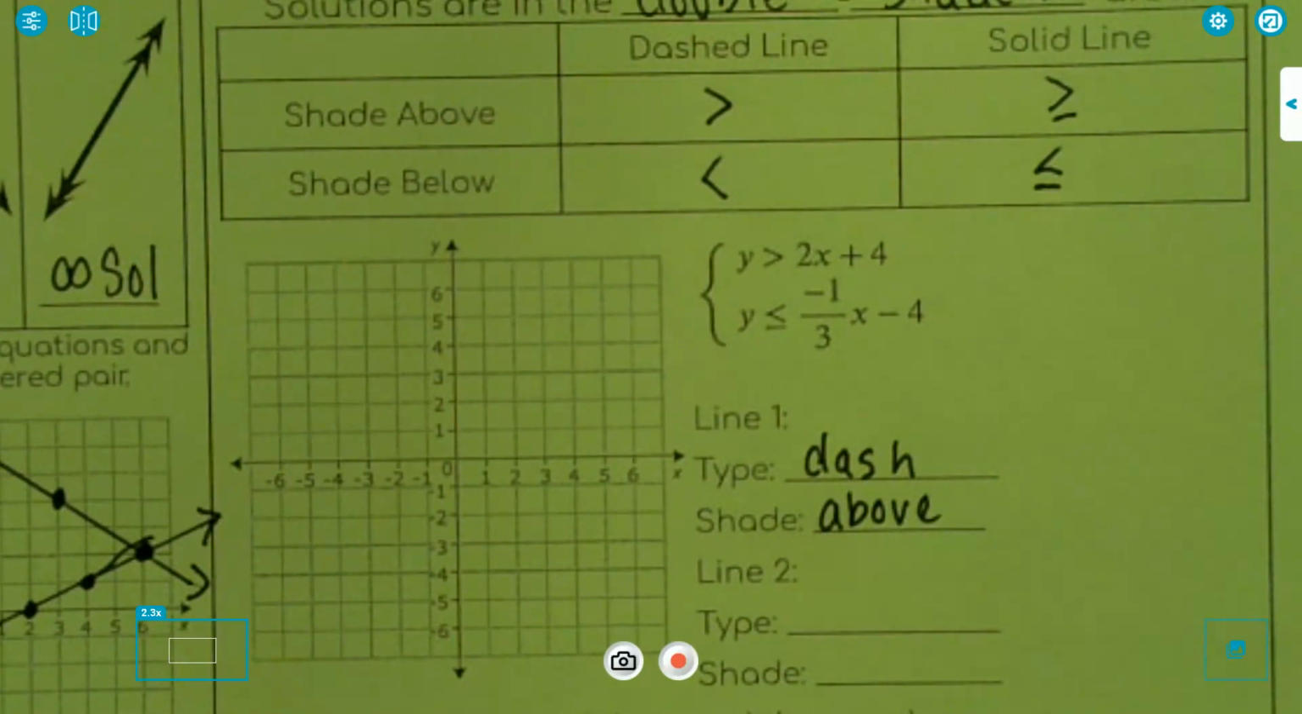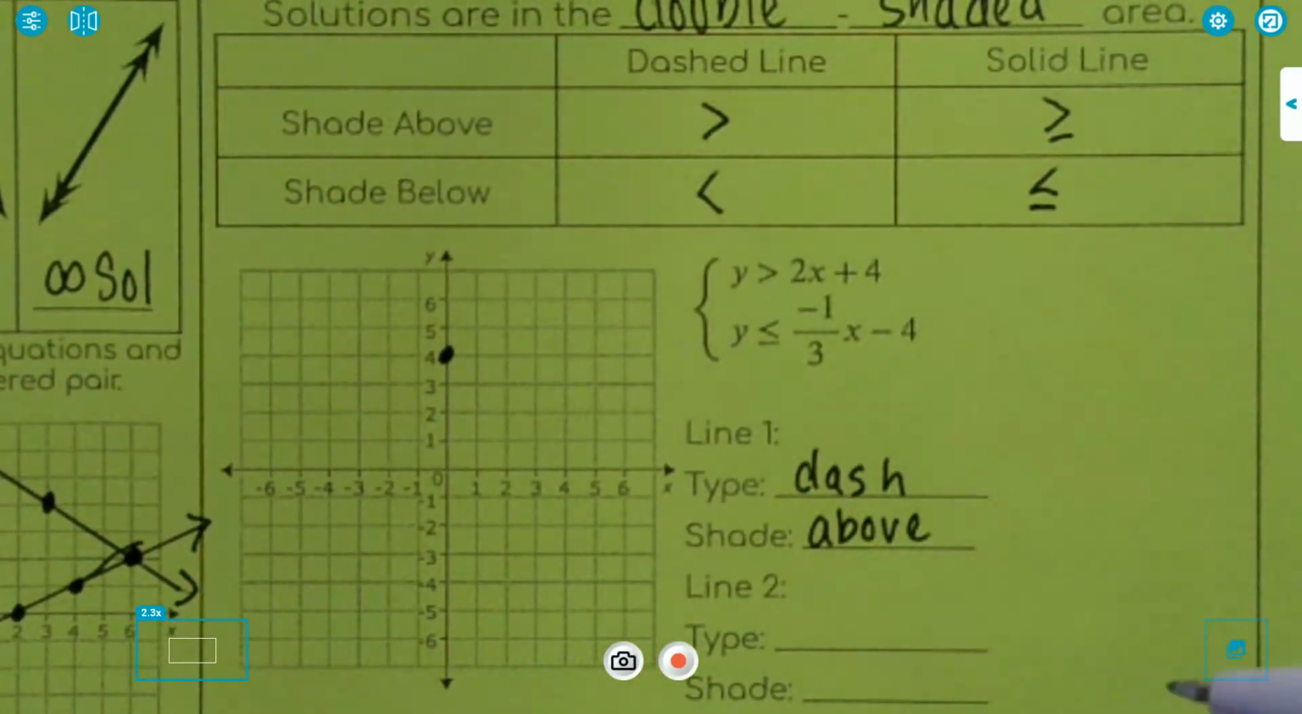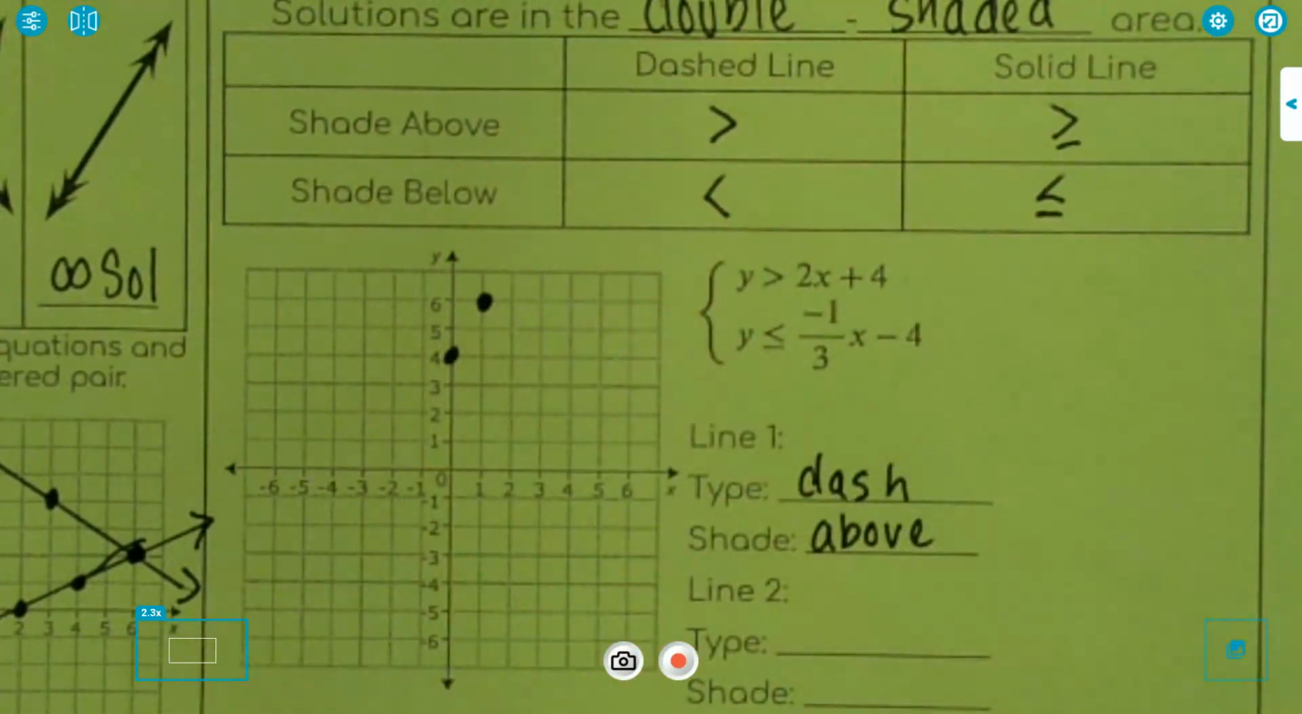Okay, so let's go ahead and do that. We're going to start at a y-intercept of 4. Our slope is 2, so we'll go up 2, right 1. I immediately run out of space to go, so I'm also going to go down 2, left 1 a couple times.